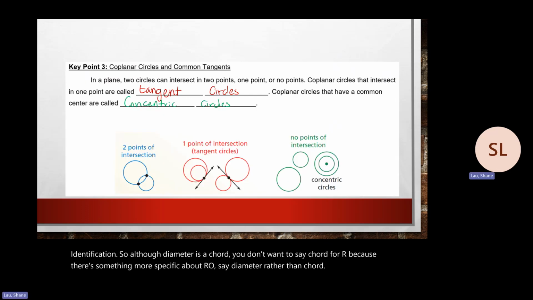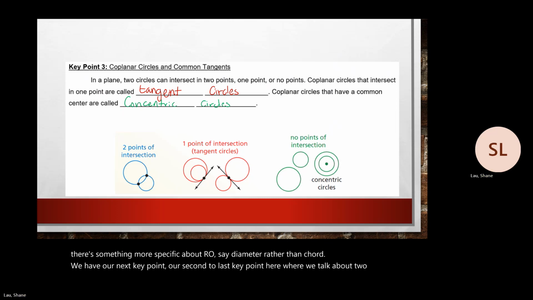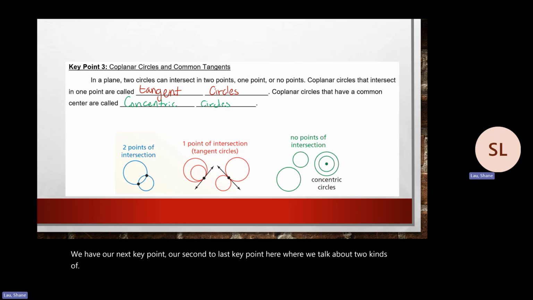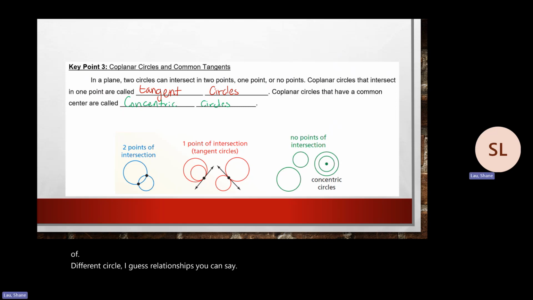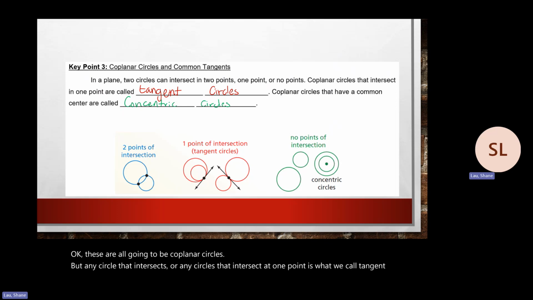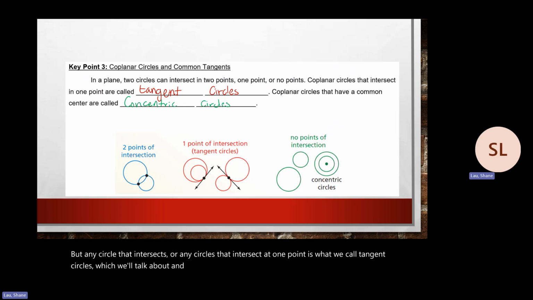Our next key point, our second to last key point here, is where we talk about different circle relationships, you can say. Here we have three kinds. These are all going to be coplanar circles, but any circles that intersect at one point are what we call tangent circles, which we'll talk about. And any coplanar circles that have a common center are called concentric circles. Again, we'll talk about it.